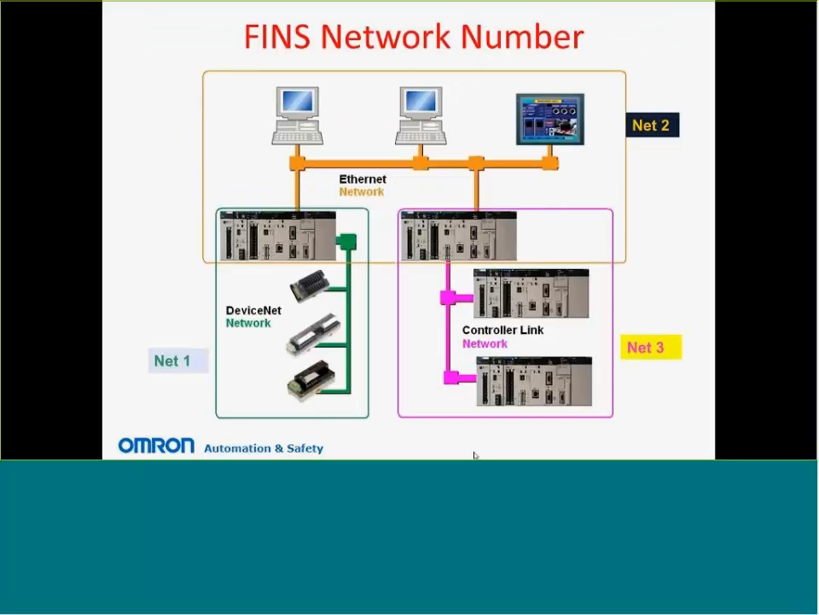If we look at the FINS network and you look at a plant floor or manufacturing cell, you may have multiple layers of Omron networks all connected together. And the point of assigning a FINS network number is to uniquely identify each network. So in this network diagram, DeviceNet has been assigned network 1, Ethernet has been assigned network 2, and controller link has been assigned network 3. And we're going to talk about how we do that.